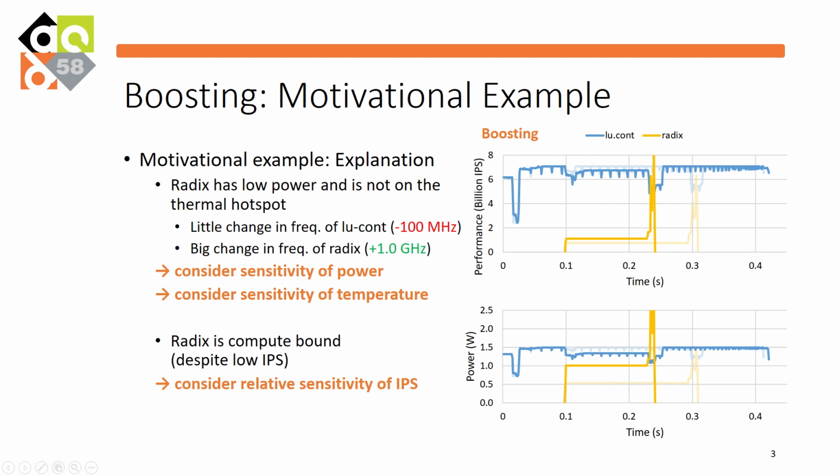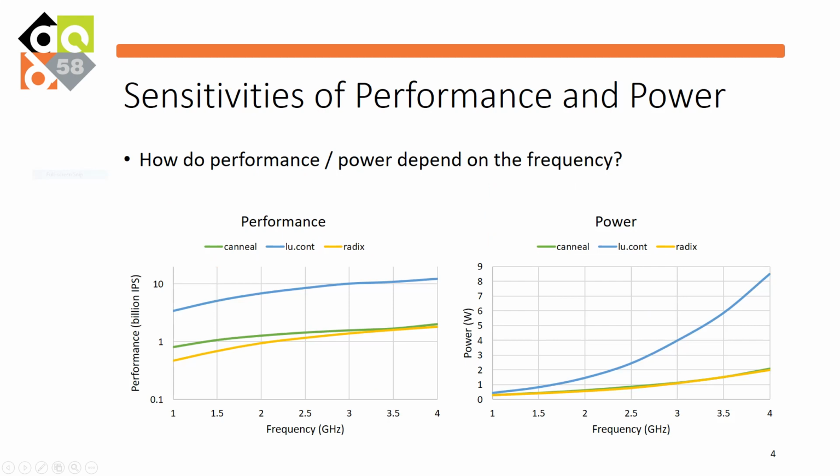The takeaway message from this is that the sensitivities of the power and peak temperature on the VF level change need to be considered. The second reason for this unintuitive boosting decision to be beneficial is that Radix is compute-bound despite having low IPS. It therefore benefits strongly from being boosted. The second takeaway is that not the absolute values of IPS, but the relative sensitivity on the VF levels have to be considered. The sensitivities of performance, power and temperature play an important role in our work. Let's look into these in more detail.